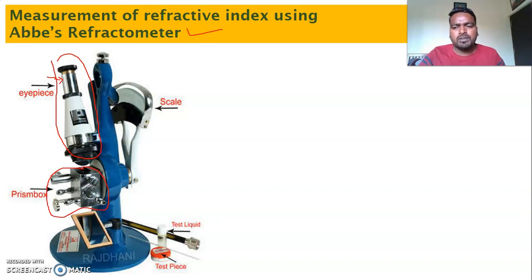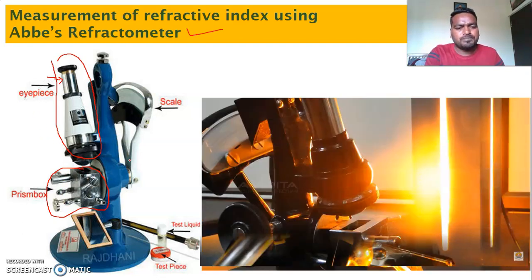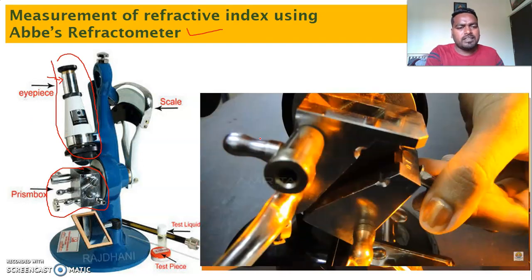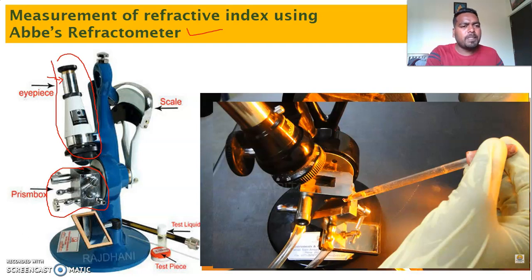In order to measure the refractive index, you have to pass the light between two media. Here the prism is one medium, and the unknown or sample liquid is another medium. We are going to use two prisms, and between the two prisms we place the sample. This is the prism box, this is the light source. This is how we can open the prism box, and we can insert a minimum of 0.5 ml of sample between the two prisms, then close it.